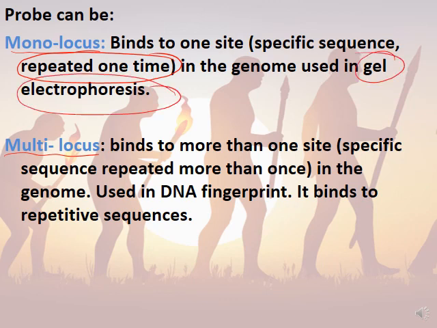Or it can be multilocus. What's the meaning of multilocus? It binds to more than one site. It binds to more than one specific repeated sequence. This sequence is going to be repeated more than once in the genome, the DNA. The multilocus probe is used in DNA fingerprinting, and it binds to the repetitive sequences.